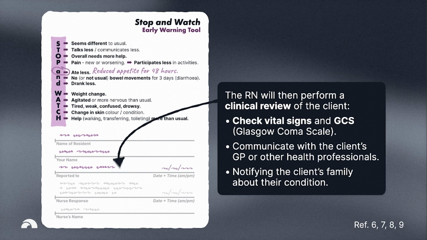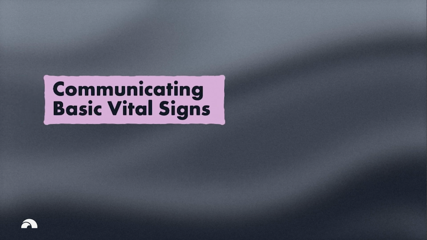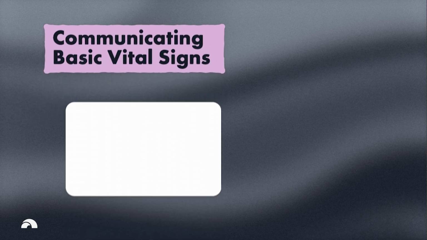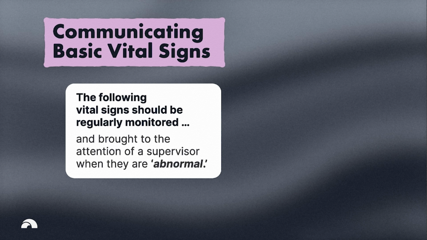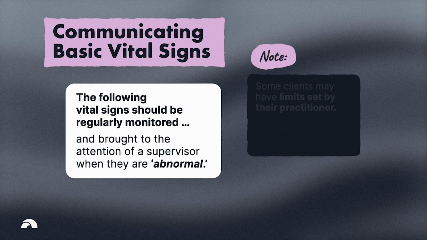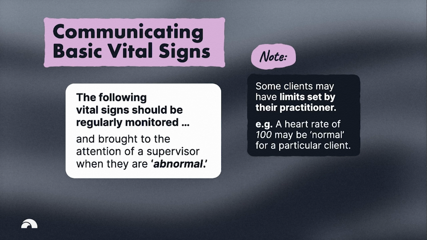In addition to using the Stop and Watch Early Warning tool, you will also need to communicate the client's basic vital signs to the nurse in charge. The following vital signs should be regularly monitored and brought to the attention of a supervisor when they are abnormal. Note: some clients may have limits set by the client's healthcare practitioner. For example, a heart rate of 100 may be normal for a particular client.